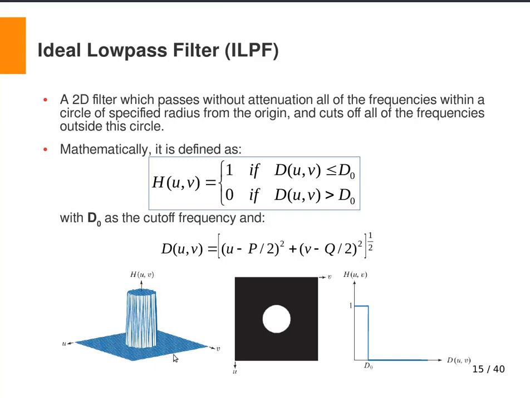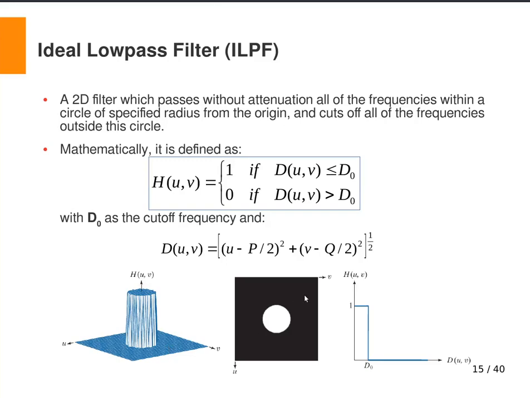So this is the perspective view of an ideal low pass filter. As you can see, whenever the frequency is in this range, the amplitude of it is going to be 1. That basically means that the filter passes all the frequencies in this range without any attenuation. But if you have a frequency that is outside this range, it's going to be multiplied by 0. Basically, it's going to be completely suppressed.